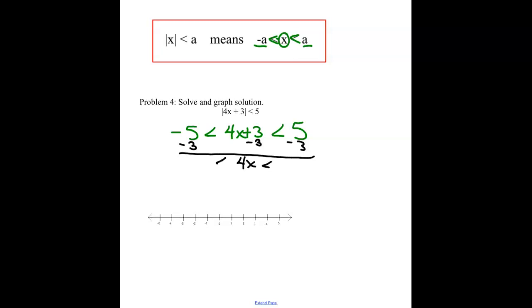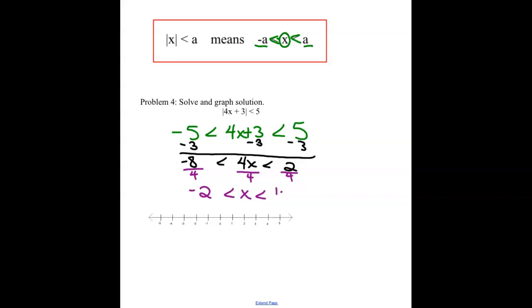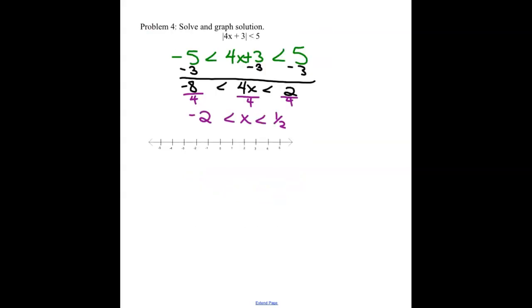So now 4x has to be in between a -8 and a +2. To get x by itself, our next step would be to divide out the 4. We're going to do that to both ends of our compound inequality. And now we know that x has to be in between a -2 and a 1/2. There is no equal sign on this one, so we're going to have open dots at -2 and at +1/2. And we want all the numbers in between those.